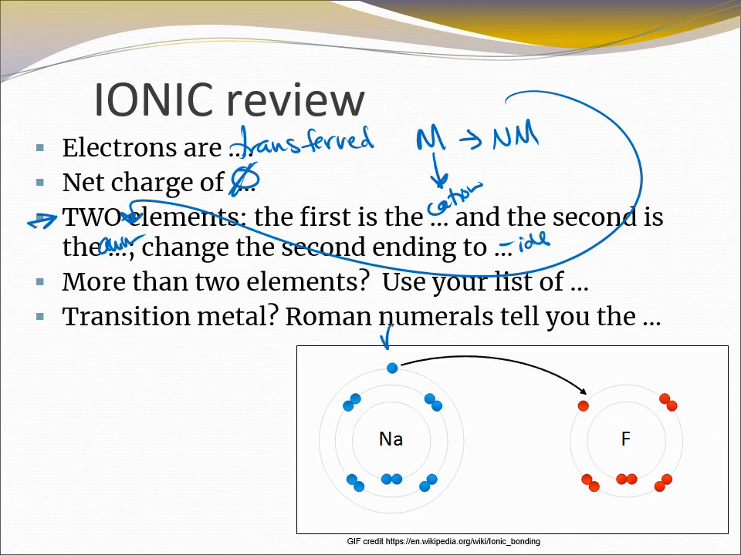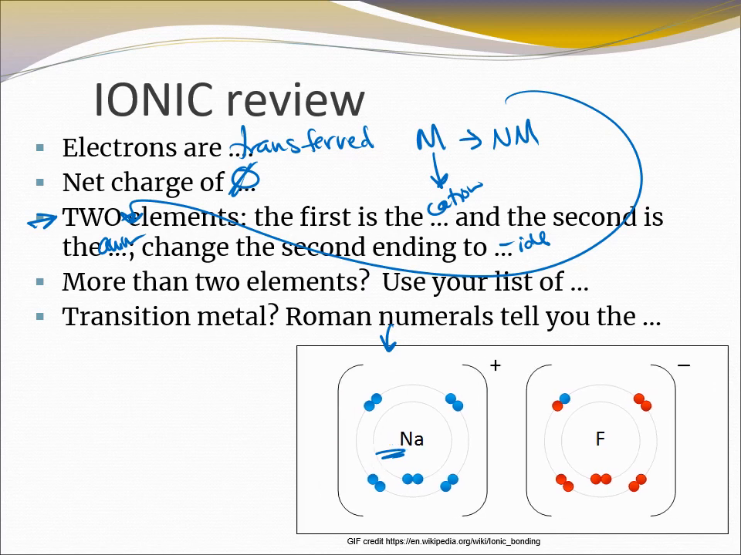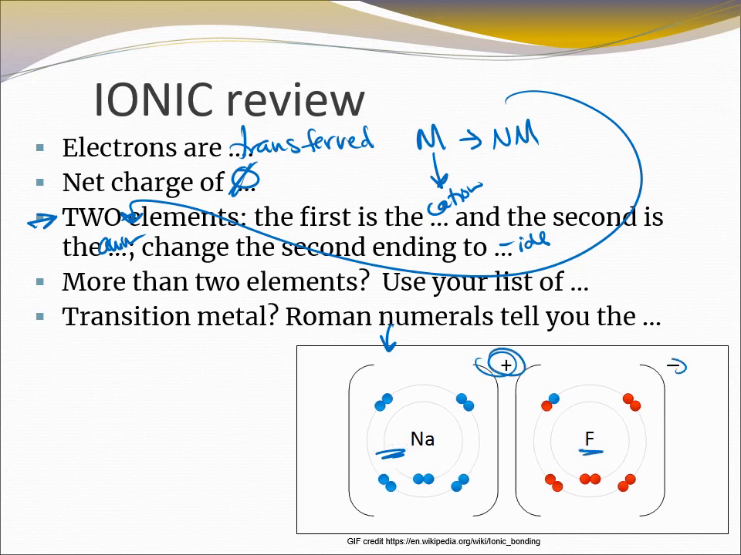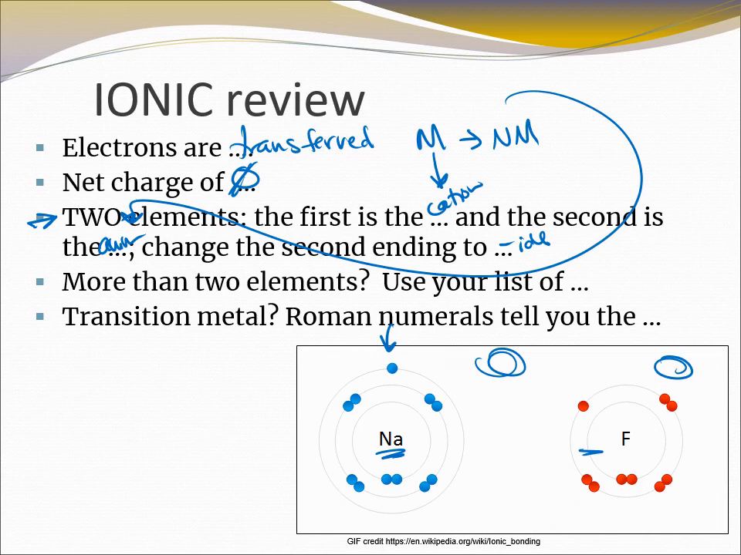If I'm looking at the compound in the graphic here, we'll keep that name sodium. That's the cation because it's positively charged. Fluoride is the negative ion. We're going to end it in fluoride. So sodium fluoride would be the name of this compound.